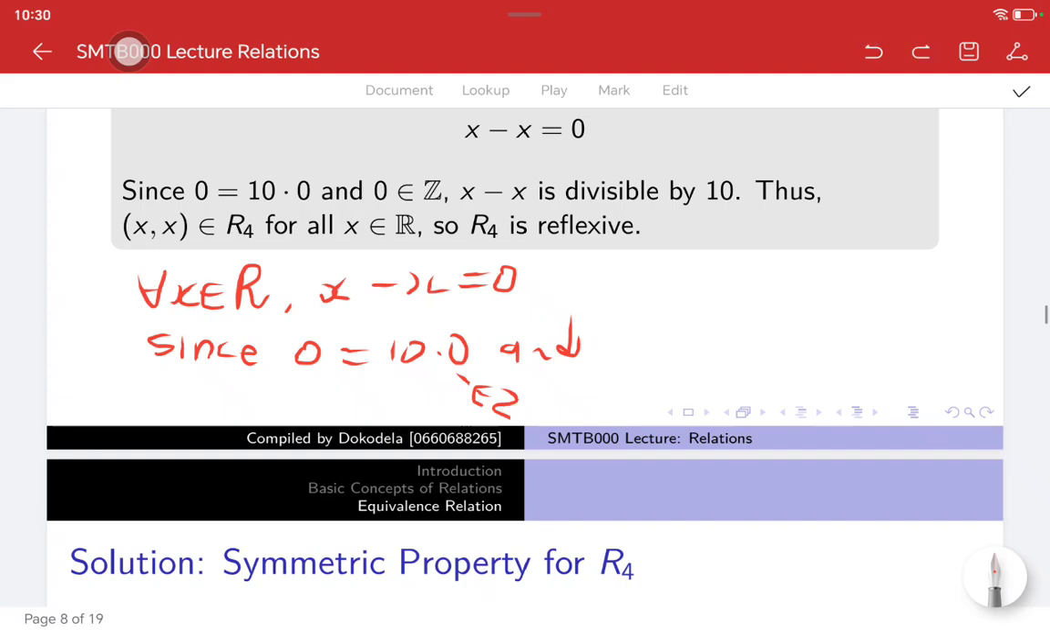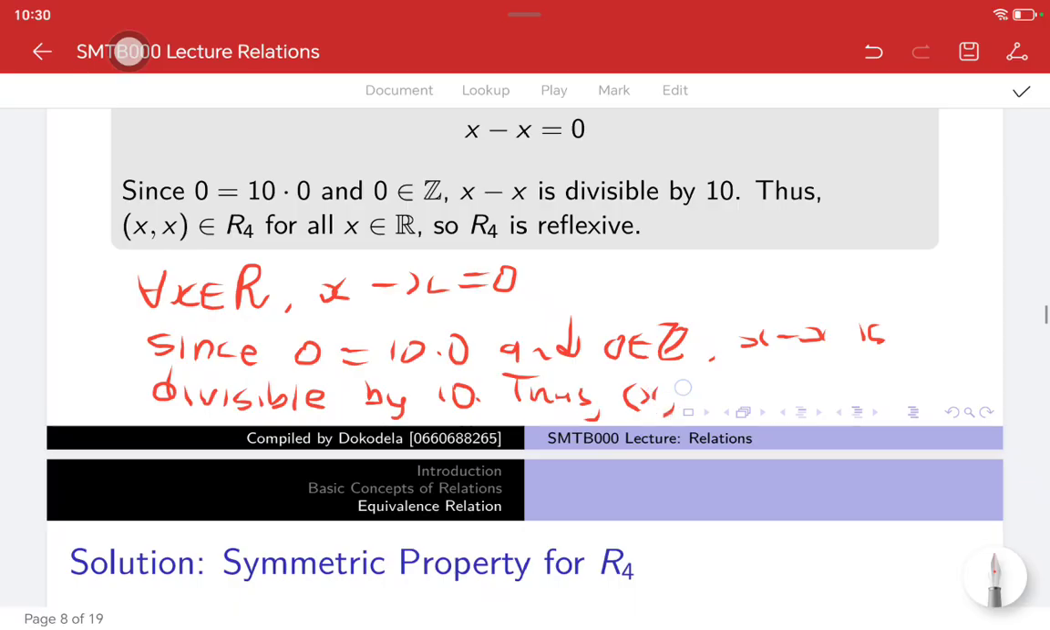So in this case, we know that 0 is an element of an integer. Hence, x minus x is divisible by 10, or is a multiple of 10. Thus, x is related to x, which is an element of R4. And this was R4. So now we can say that R4 is reflexive.